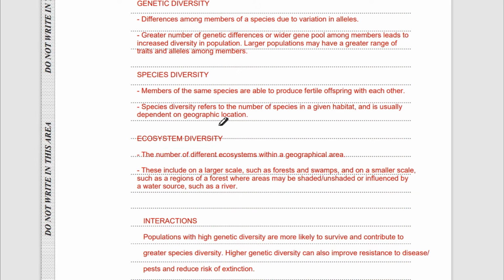This is usually dependent on geographic location, the amount of predators, the amount of food available, the climate, the pH, the temperature, things like that.